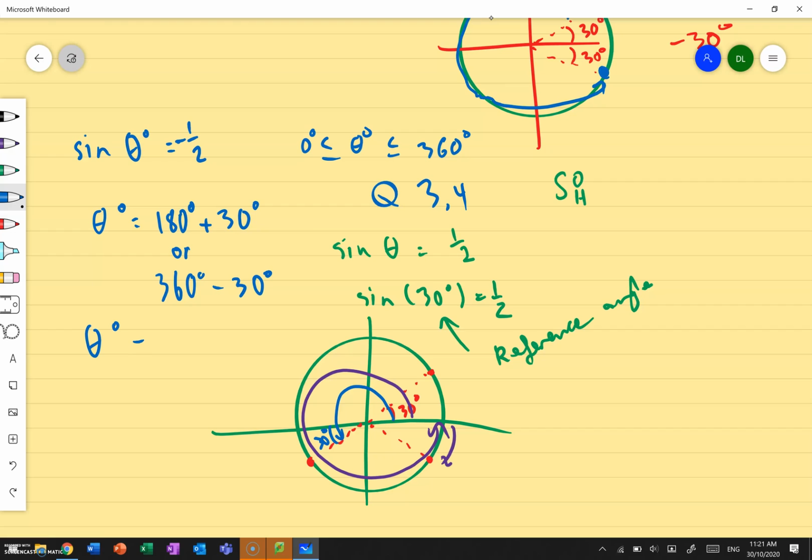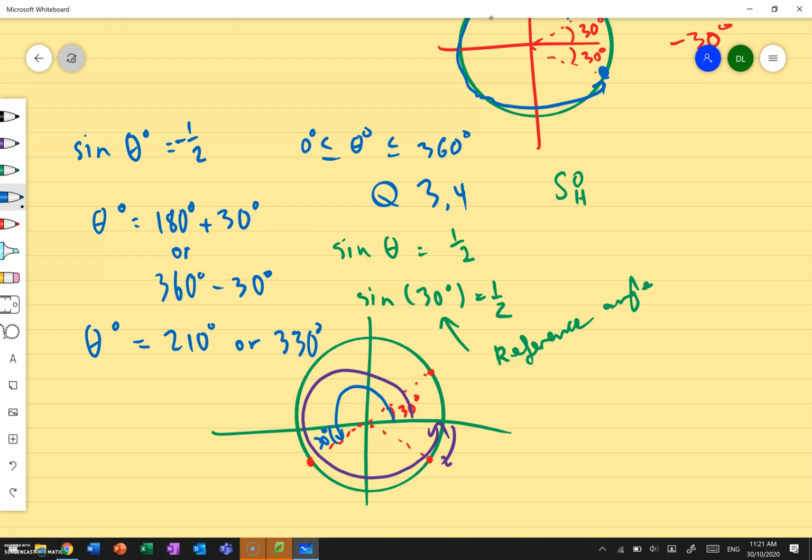So theta equals 180 plus 30, which is 210, or 360 minus 30, which is 330. Does that make sense? And do I have any questions? If you have questions, it's perfectly fine. It's a very difficult thing to go over. No questions? Okay, I'm assuming we're generally okay with that.